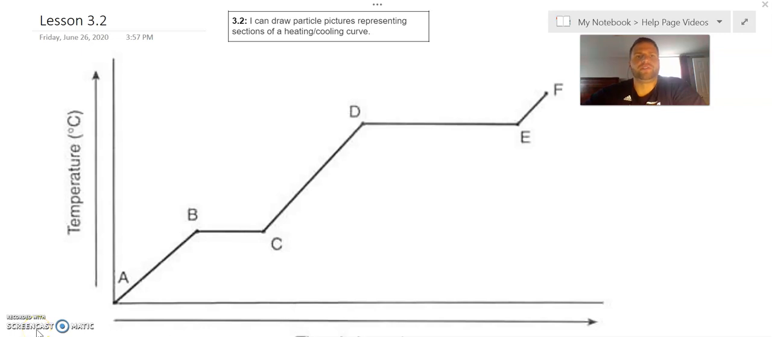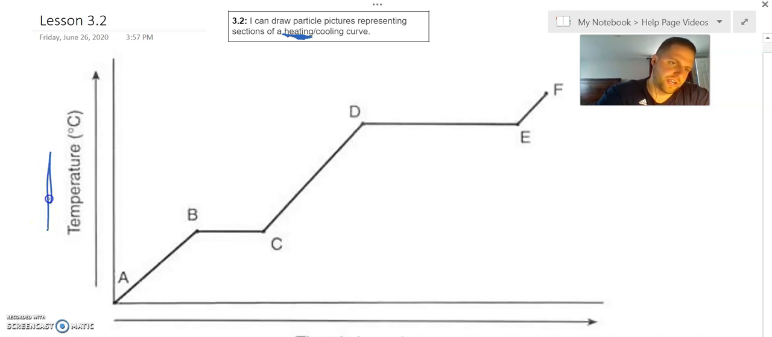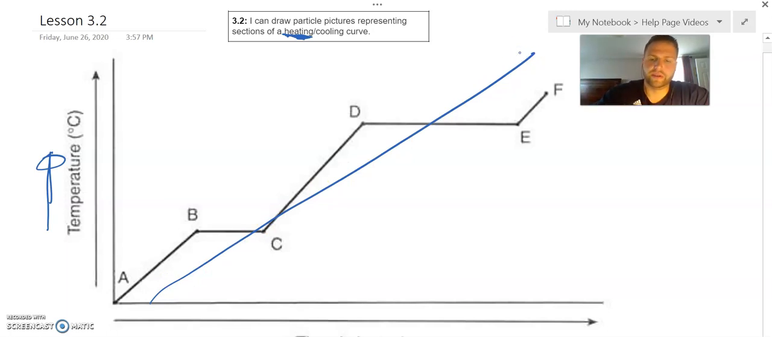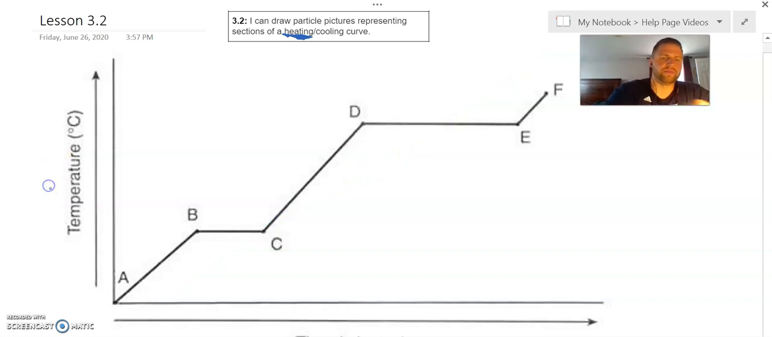Welcome to lesson 3.2. 3.2 says this: I can draw particle pictures representing sections of a heating/cooling curve, and today we'll be specifically focusing on a heating curve. Here we see a heating curve, and the way that we know it's a heating curve is because the graph is showing us that temperature increases as the graph goes up, and we clearly see an overall upward trend from left to right. Hence, it's a heating curve.